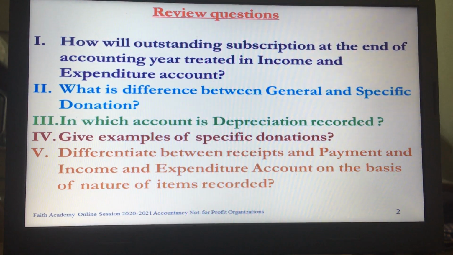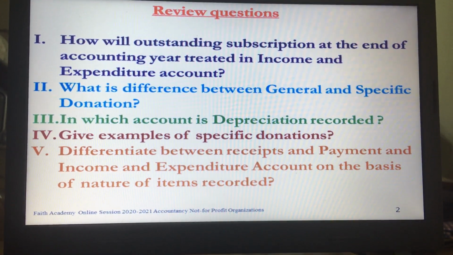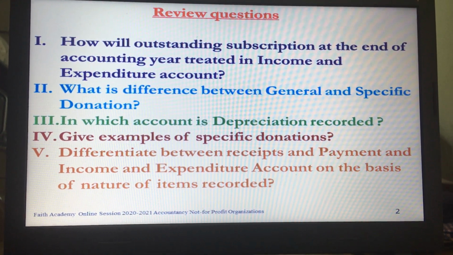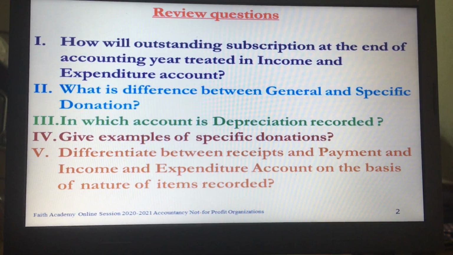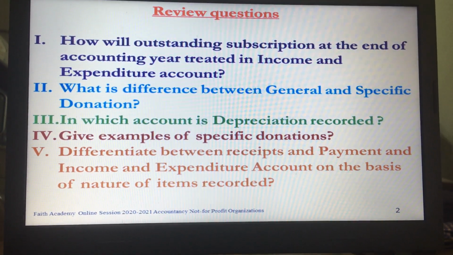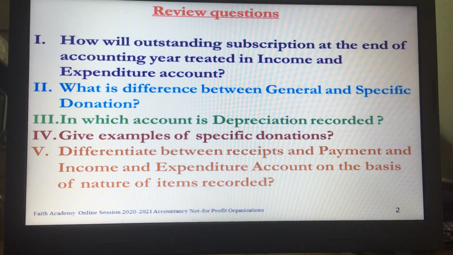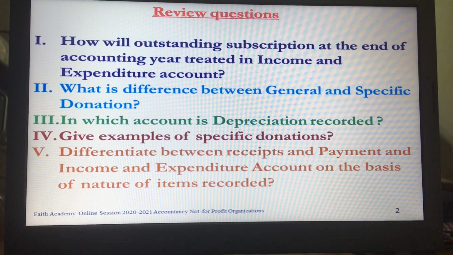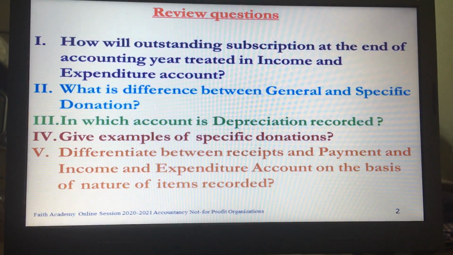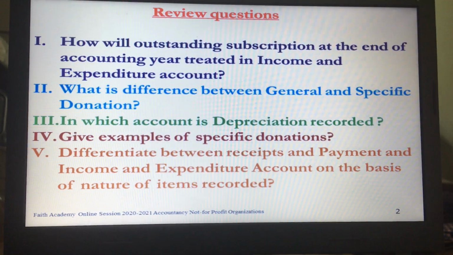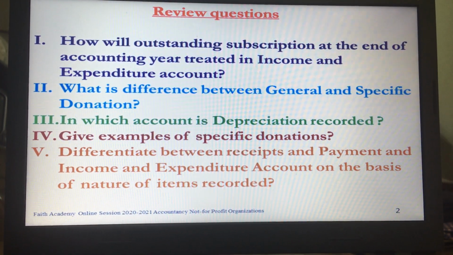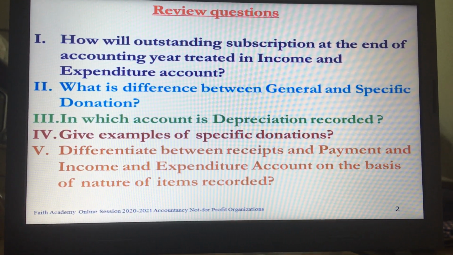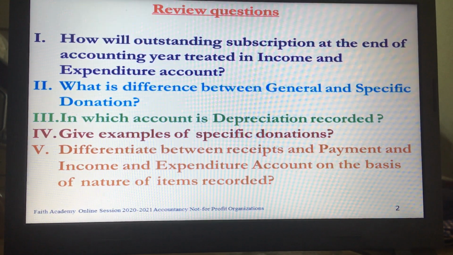How will outstanding subscription at the end of accounting year be treated in income and expenditure account? What is the difference between general and specific donation? In which account is depreciation recorded? Give examples of specific donations. Differentiate between receipt and payment and income and expenditure account on the basis of nature of items recorded.